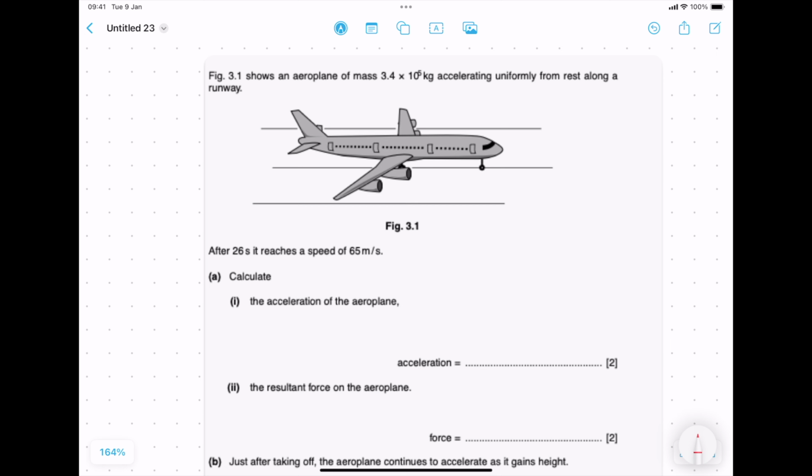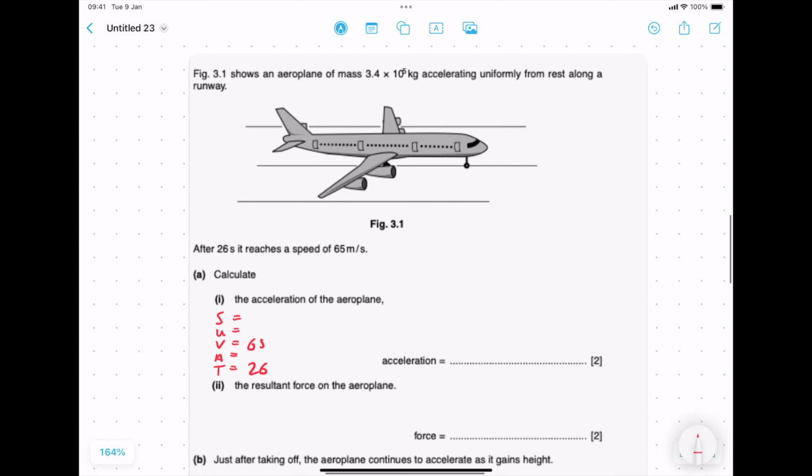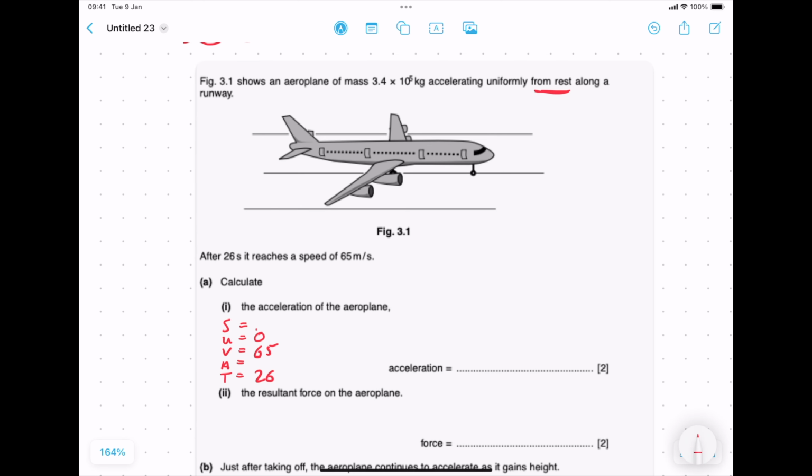We list the variables, as I've said before in previous videos: S, U, V, A, and T. You put in the things that you have, and then you put a question mark next to the variable that you want, and then you work out which SUVAT equation you need. Time is 26. The speed is 65, the final speed. The initial speed, well, it tells us it's accelerating from rest, so that's 0. And then the acceleration, well, that's the thing that we want. So there's the question mark.